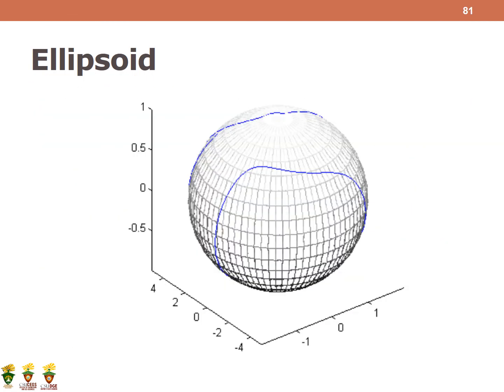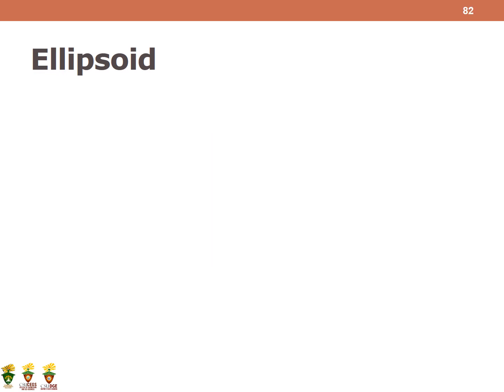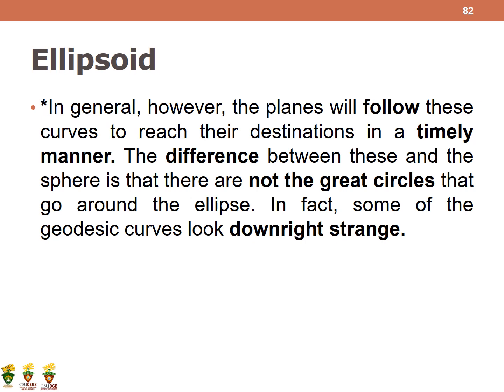So this one, these are the geodesic lines in the ellipsoid. This one is an example of a geodesic curve in the ellipsoid. And in general, however, the planes will follow these curves to reach their destination in a timely manner. Kanang mo-base nga okay, in 16 hours makaabot ani nga location, in 15 hours, in 10 hours, in 2 hours and so on.